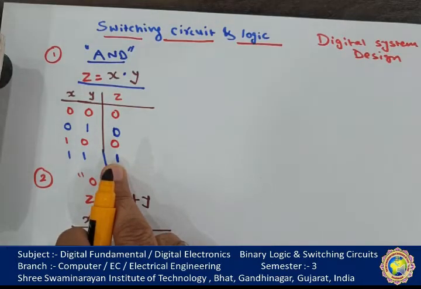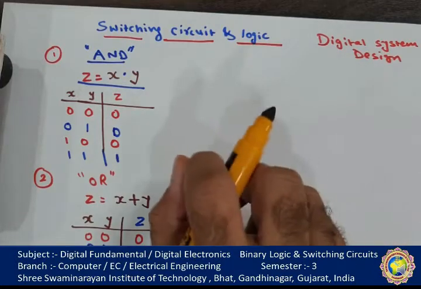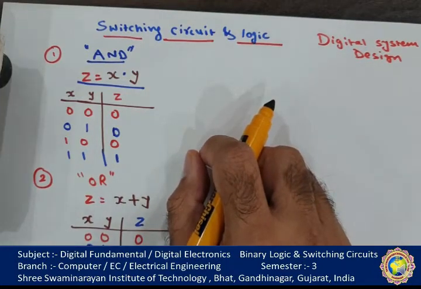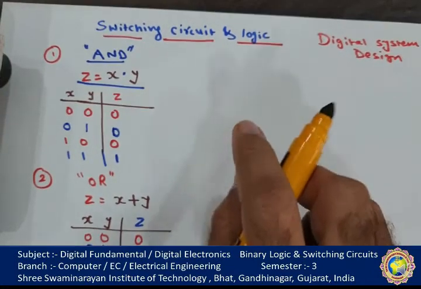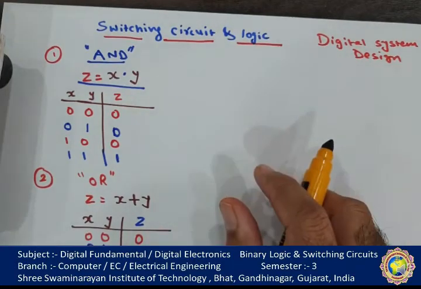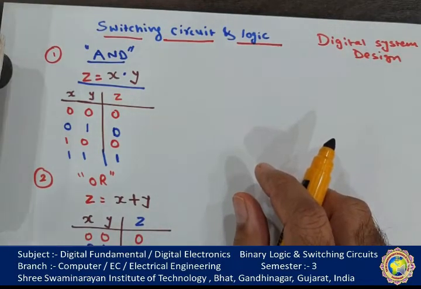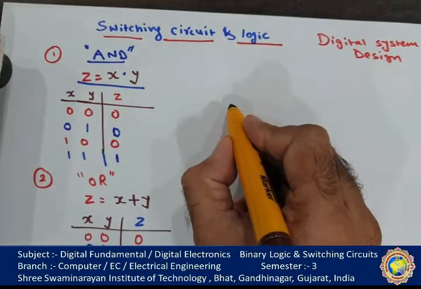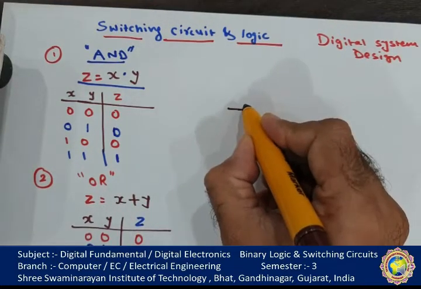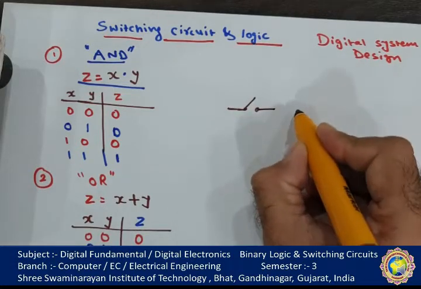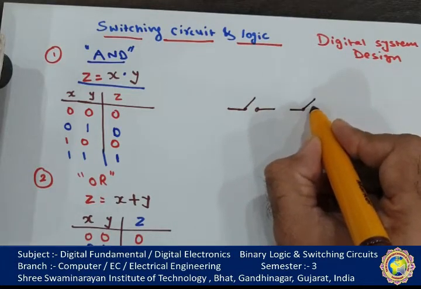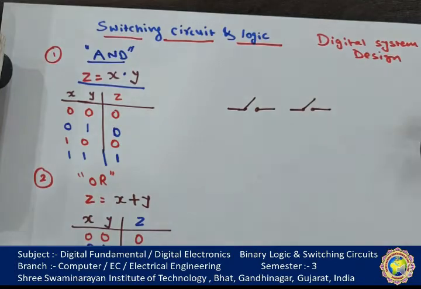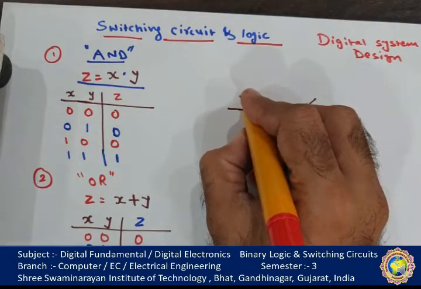In the switching circuit, as you know, a switch is available at your home in different rooms. When I switch on, the bulb is on. When I put the switch off, the bulb is off. To understand this binary logic, let's take two switches. One is switch X and the second one is switch Y.